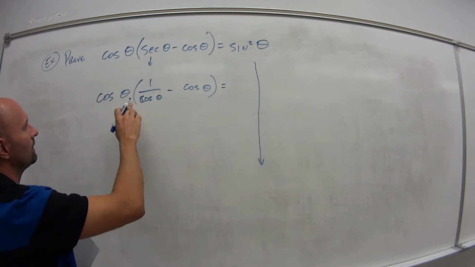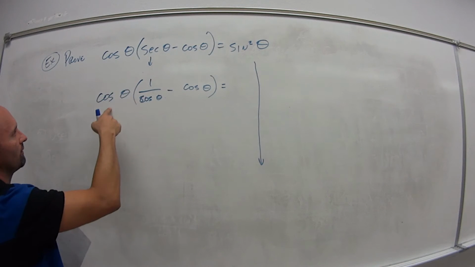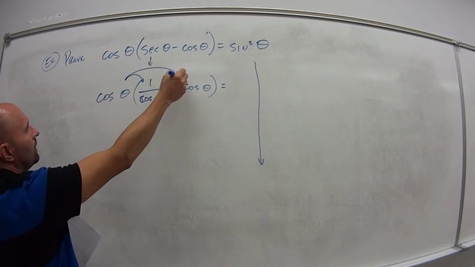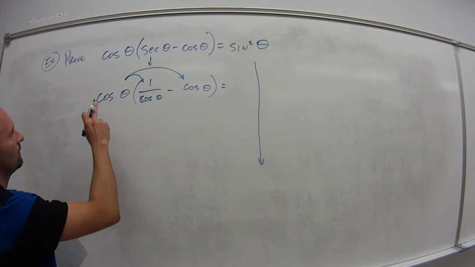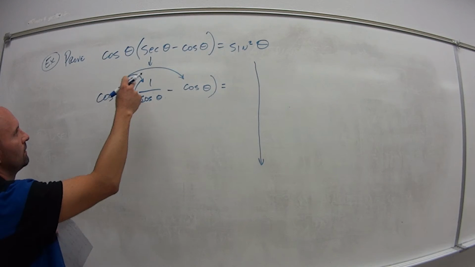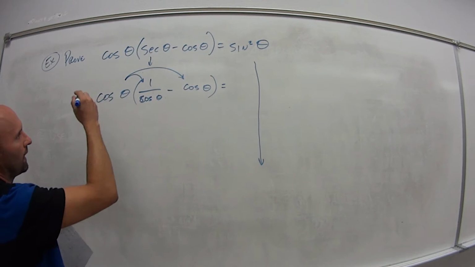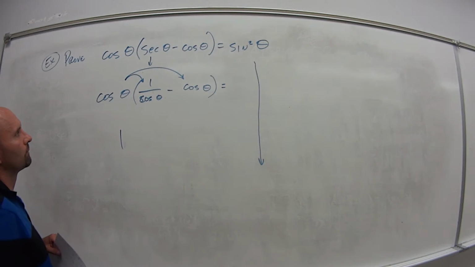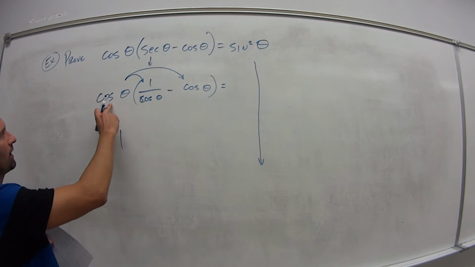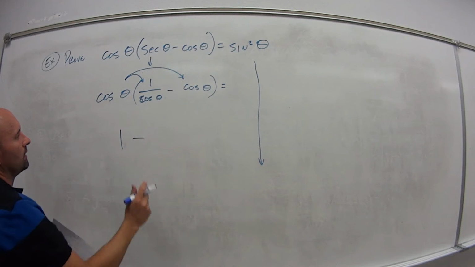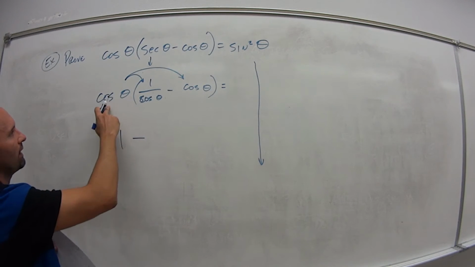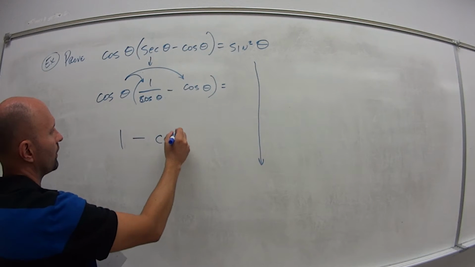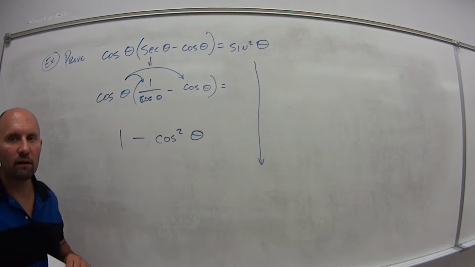Now I've converted it, so now I want to distribute. So I have the outside cosine theta times the first term, cosine of theta times the second. So cosine of theta times 1 over cosine of theta, what happens? The cosines cancel out, and I just get 1. Now for the second term, I have this minus sign in here. So cosine of theta times cosine of theta is equal to what? It's cosine squared of theta.